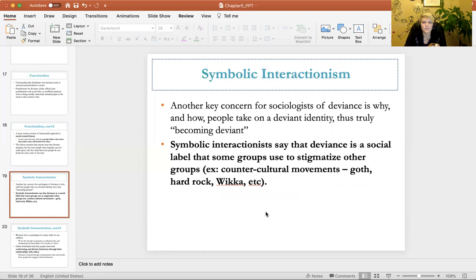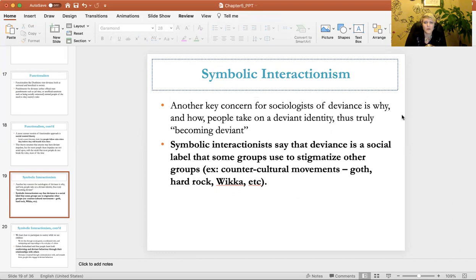In the symbolic interactionist theories, a key concern around deviance is how people interact with other people to become deviant, right? In Russian, we have all kinds of idiomatic expressions about how if you hang out with a bad crowd, you're going to end up being bad, and so on and so forth, the kinds of things you've heard from your parents.